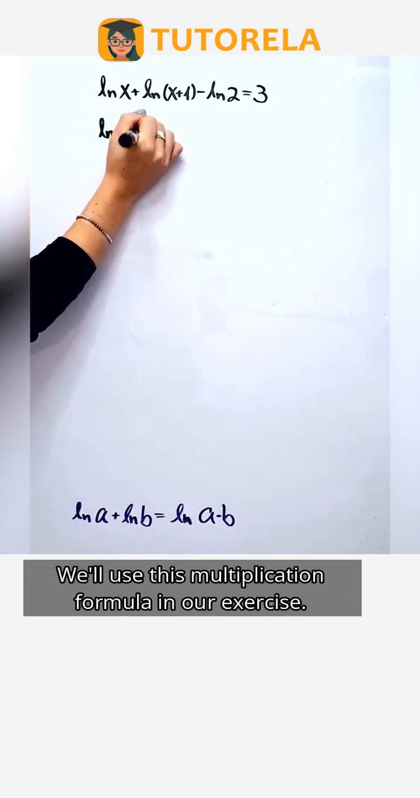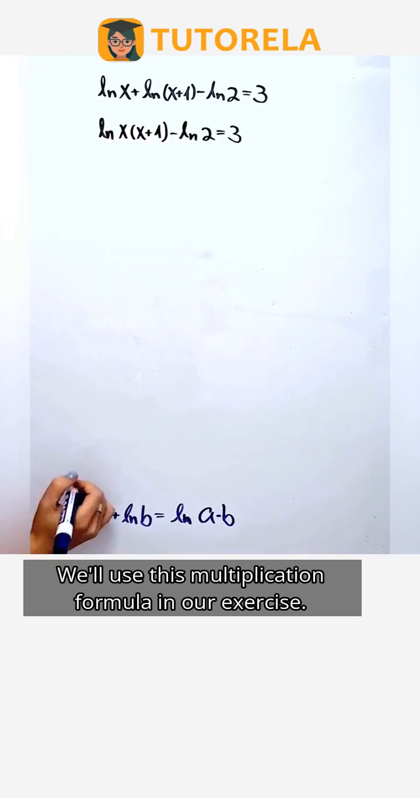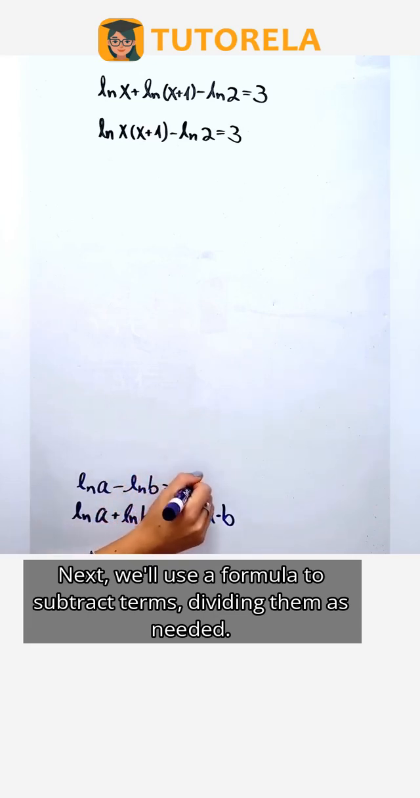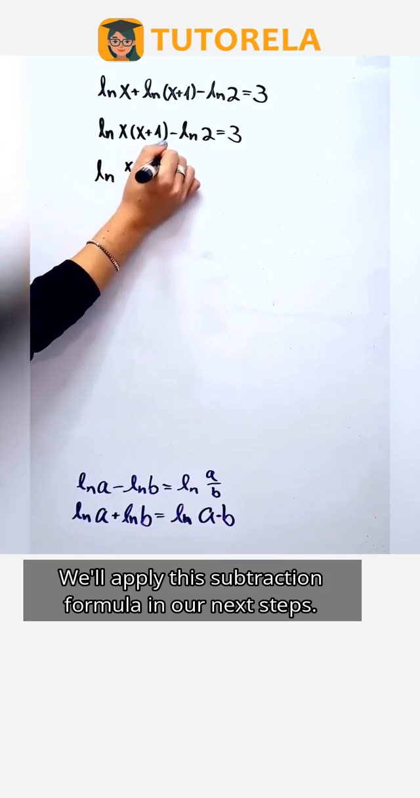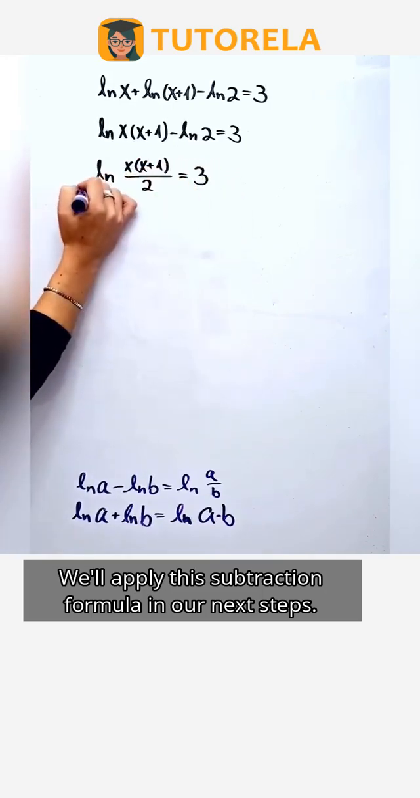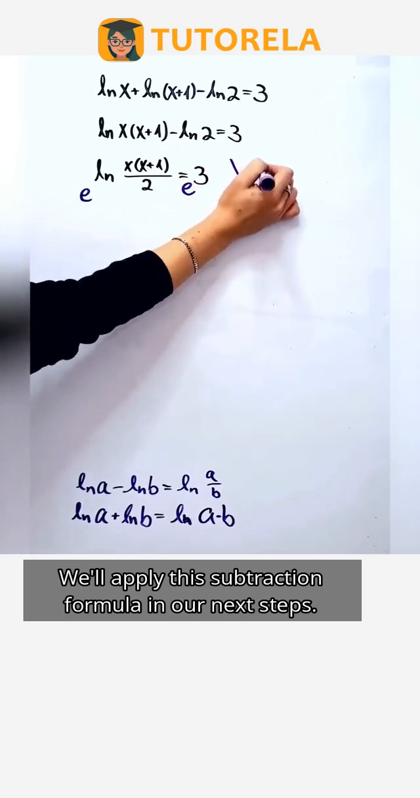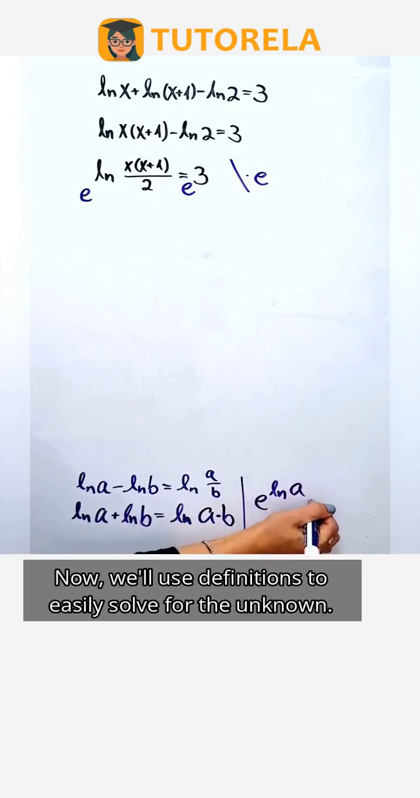We'll use this multiplication formula in our exercise. Next, we'll use a formula to subtract terms, dividing them as needed. We'll apply the subtraction formula in our next steps. Now, we'll use definitions to easily solve for the unknown.